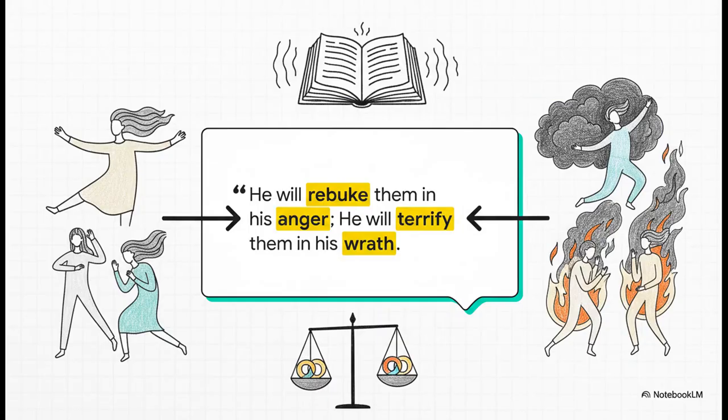Check out this example from Psalm 2. The first line says, "He will rebuke them in his anger." The second line says, "He will terrify them in his wrath." See how rebuke is parallel to terrify and anger is parallel to wrath?